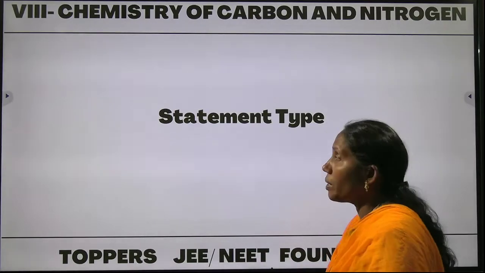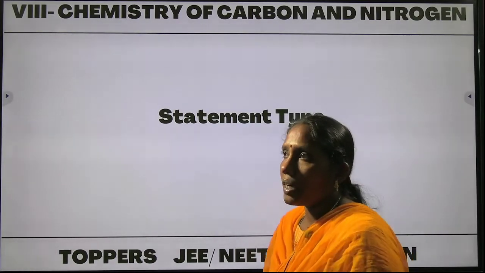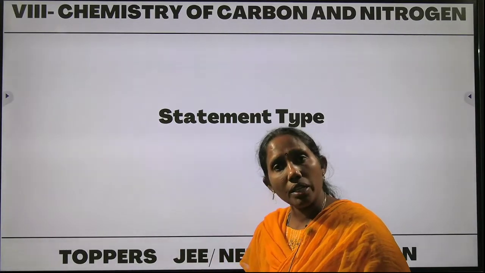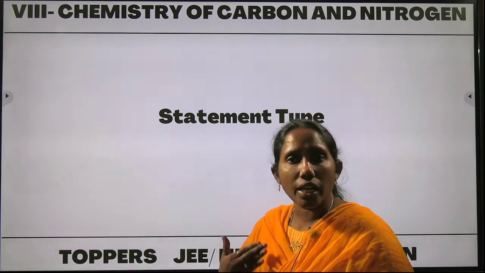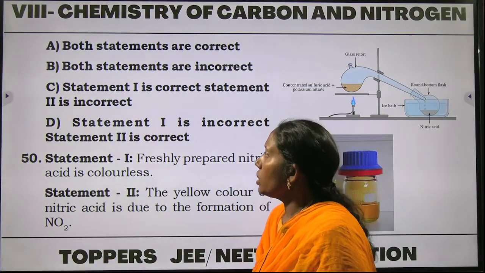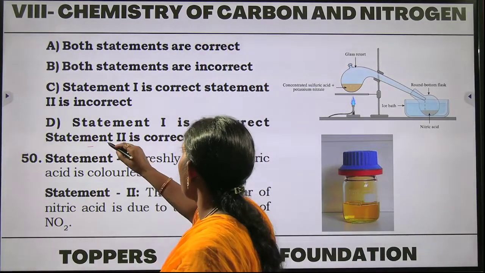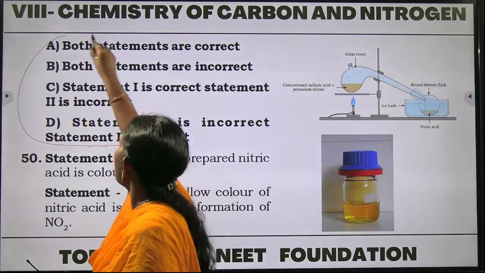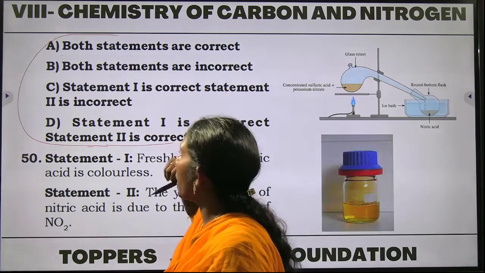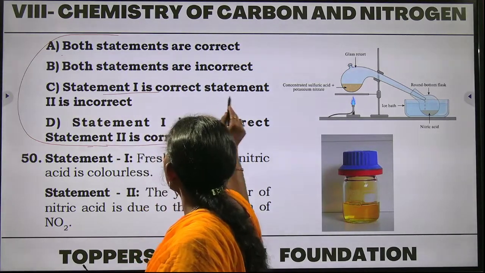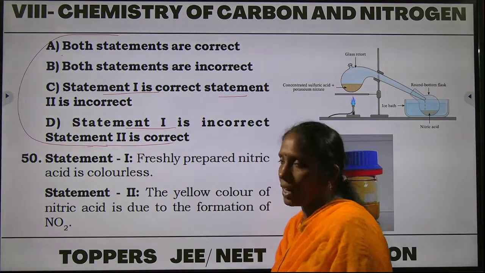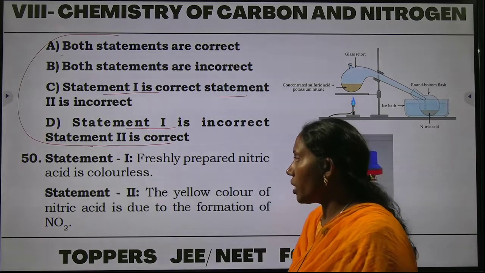Comes to the statement type question. What is this statement type? They'll give two statements. We have to identify whether both statements are correct, or one statement is correct and the other statement is wrong, like that. Let us see the first question in that. So these are the options. Generally in statement type questions, these options are fixed. A option will be both statements are correct, B option both statements are incorrect, C statement 1 correct, statement 2 incorrect, D option statement 1 is incorrect, statement 2 is correct. Let us see what those statements 1 and 2 are.